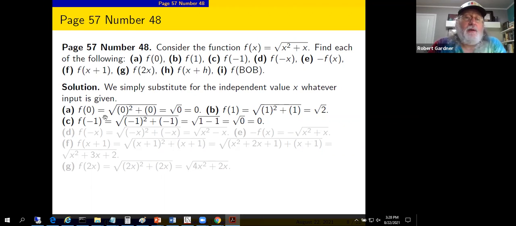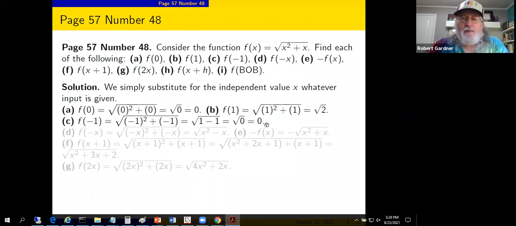f of -1. Okay, wherever I see an x in the definition of the function, I always go back to the definition of the function. I'll replace the x with -1. So we'll get the square root of -1 squared plus -1. Put parentheses around that stuff that was input, as I commonly do. -1 squared is +1 plus -1. That subtracts 1. 1 minus 1, 0. Square root of 0 is 0.